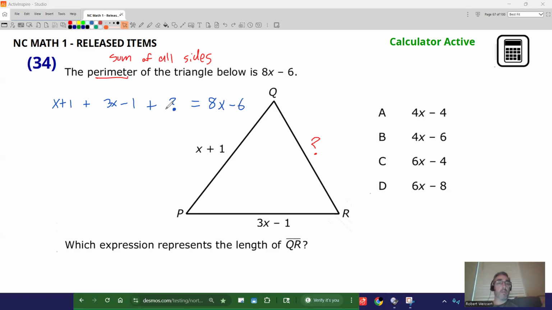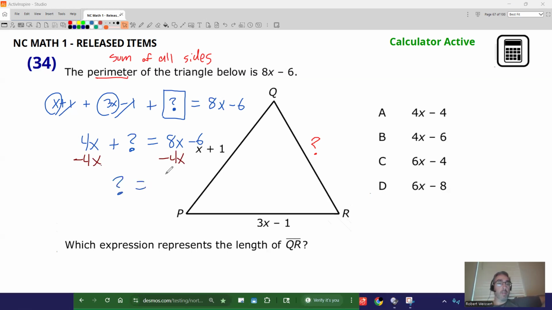So we can actually just solve that. I'll just leave that as a question mark. First thing I'm going to do is combine these. So that's going to be 4x. 1 and negative 1, they're going to cancel out. So 4x plus some unknown side is going to be equal to 8x minus 6. And I can actually just take the 4x away from the 8x on both sides. And that's going to give me my unknown side being 8x minus 4x, which is 4x. And the minus 6 doesn't have anything to combine. So that should give me this answer here.